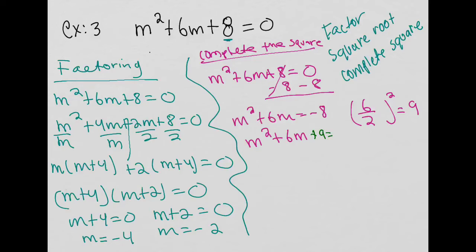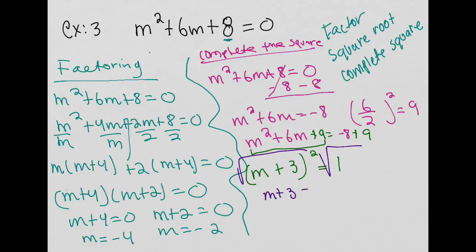Plus 9, then negative 8, plus 9. So now this side becomes a perfect square trinomial, right? And this is 1. Negative 8 plus 9 is 1. So from here I do the square root. Okay, so I'm going to square root both sides. So I'm left with m plus 3 equals plus or minus the square root of 1, which is 1.